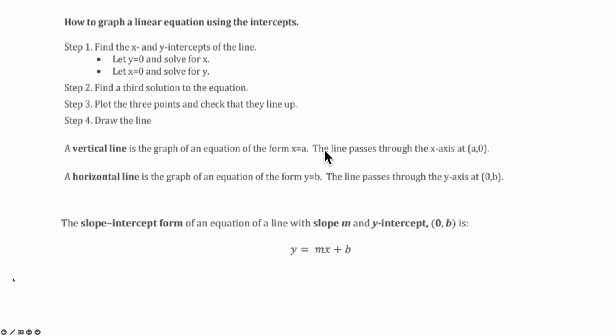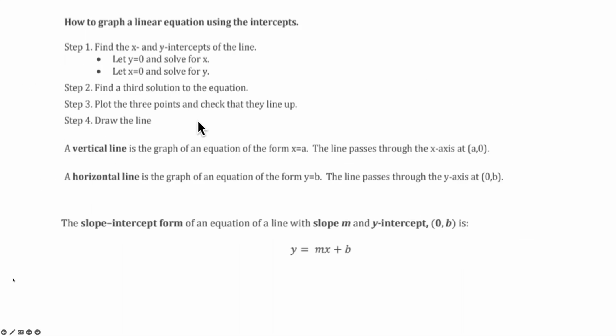If it's a vertical line, it will not cross the y-axis. So it's just going to be straight up and down. X is always going to be the same, and you'll notice there's no y in the equation. If it's a horizontal line, then the graph is in the form of y = b. Again, notice that there's no x in the equation because it will not cross the x-axis. All right.